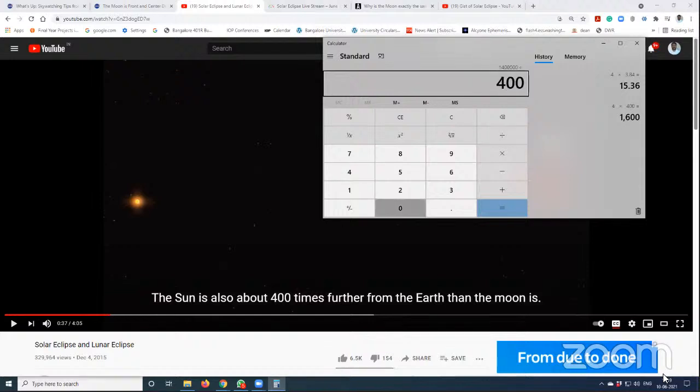Divided by 400, you make it about 3,500 kilometer. 3,500 kilometer is the dimension of the moon, whereas 140,000 kilometer is the dimension of the sun. The dimension of the Earth is roughly 13,000 kilometer. Remember, the dimension of the moon is 3,500 kilometer and the dimension of the Earth is 13,000 kilometer.